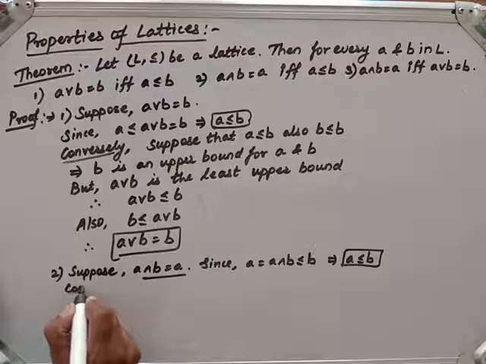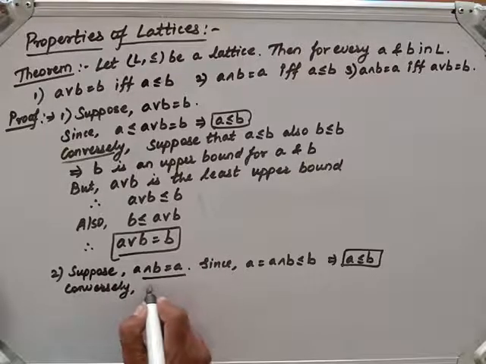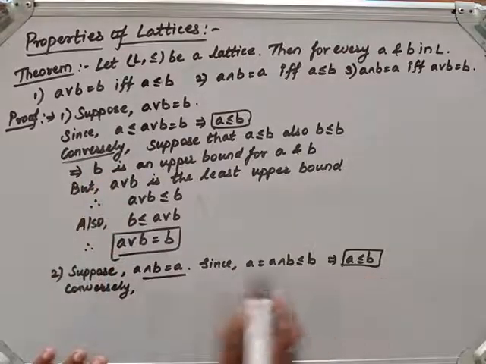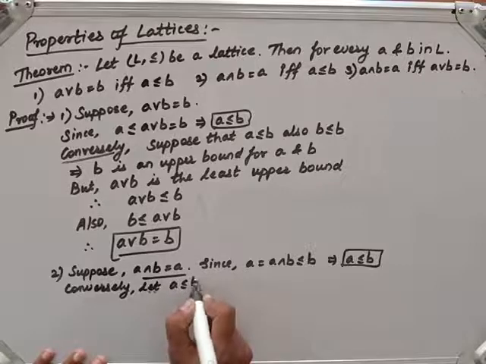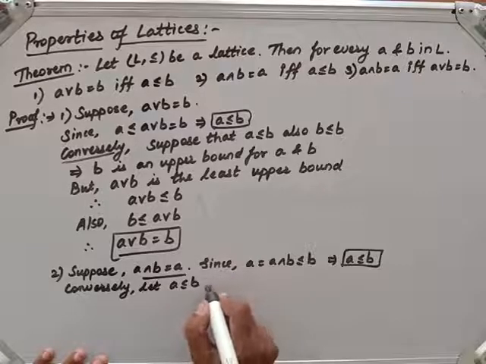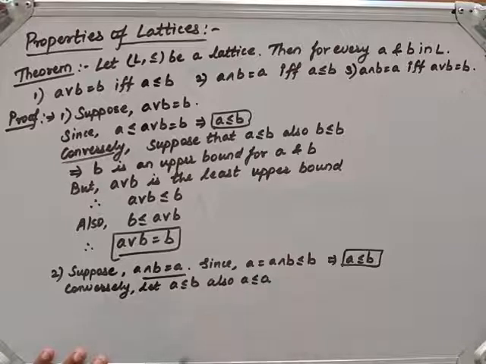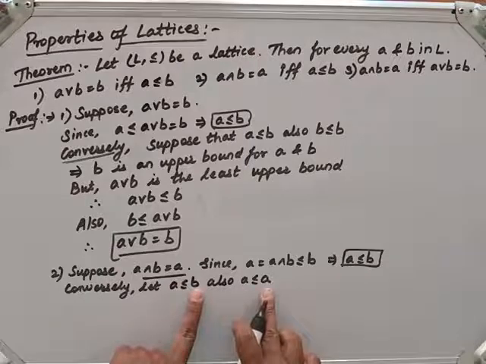Now conversely, what is conversely? It is given. This thing is given. Let A related to B. Also A related to A. So here A will become a lower bound for A as well as B.